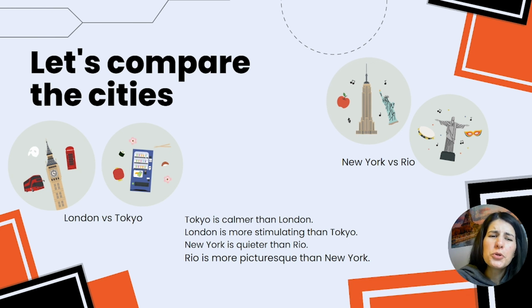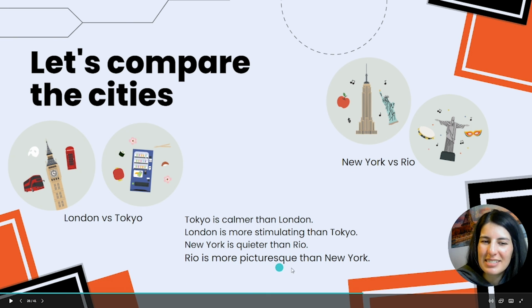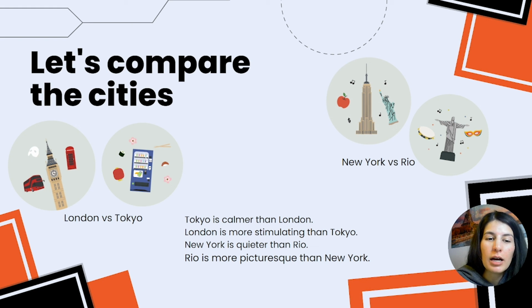I said New York is quieter than Rio. You might say, oh, teacher, but New York is not quiet. Yes, but compared to Rio, it is quieter. And of course, Rio is more picturesque than New York. Right? Here, let's remember we are using more for big words and the suffix er at the end of words with 1 or 2 syllables. I hope that's clear for you.